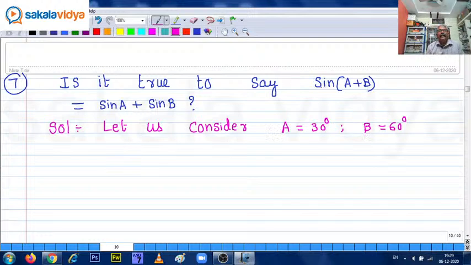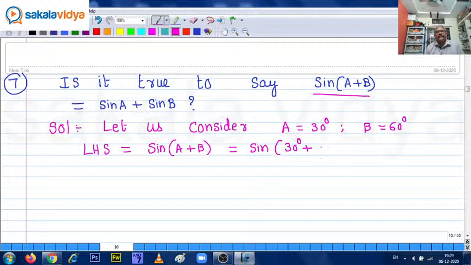So now take the left hand side, LHS. Sin of a plus b equals sin of 30 degrees plus 60 degrees. You get sin 90 degrees. Sin 90 degrees is equal to 1, you remember. This is LHS.